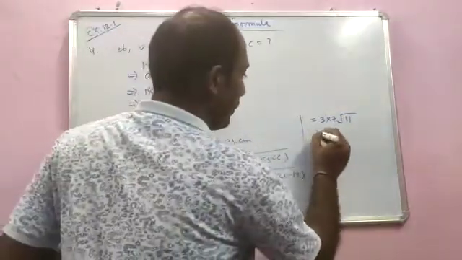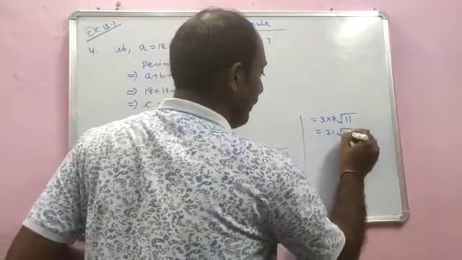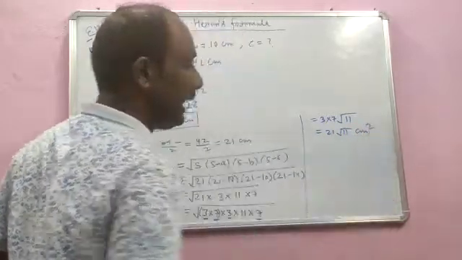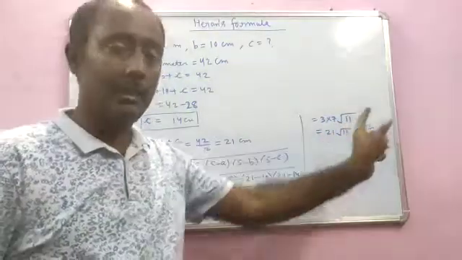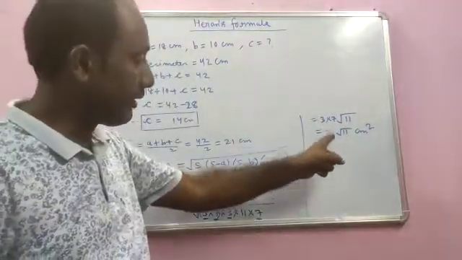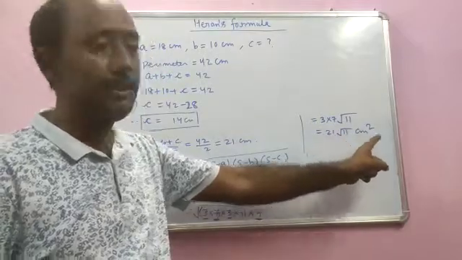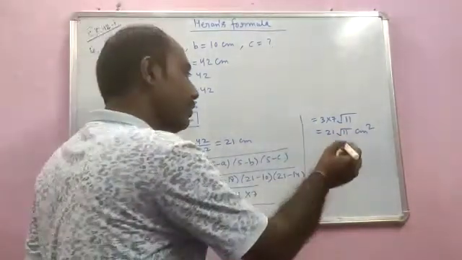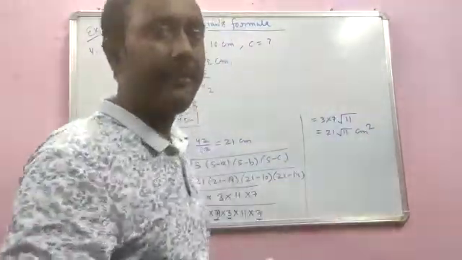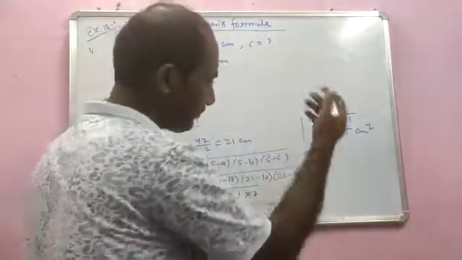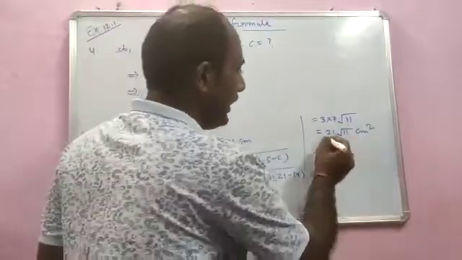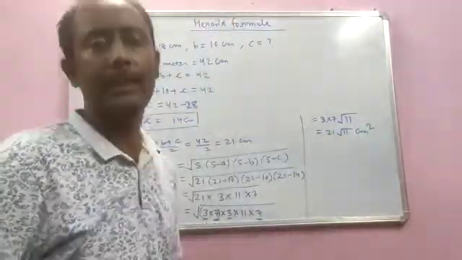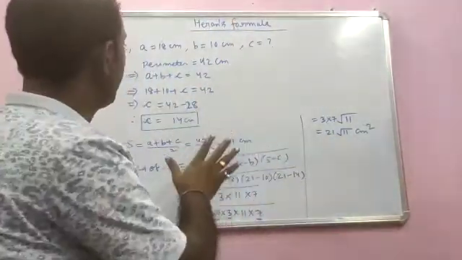So this will be equal to 21 root 11, and since we are talking about area and the units are in centimeter, don't forget to write centimeter square. So the area of the triangle is calculated as 21 root 11 centimeter square. There is no need to convert this into decimal. If it is instructed in the question to write the values in decimal, then it's okay, or else you can leave it as it is. 21 root 11 centimeter square will be your answer for this particular question.